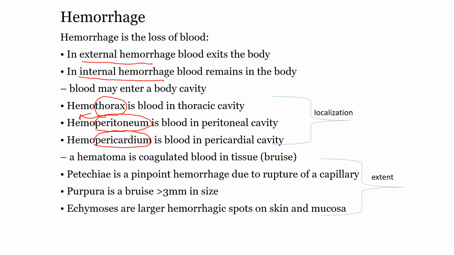Hydrothorax, not heme, hydrothorax is accumulation of what? Accumulation of fluid in the thoracic cavity. The same applies for hydroperitoneum and hydropericardium. Sometimes hemorrhage appears in your body as dots in your skin. This could be called petechiae or purpura or ecchymosis according to the size of hemorrhage. If it's very small, pinpoint hemorrhage, we call it petechiae. If it's huge spots in your skin, we call them ecchymosis.